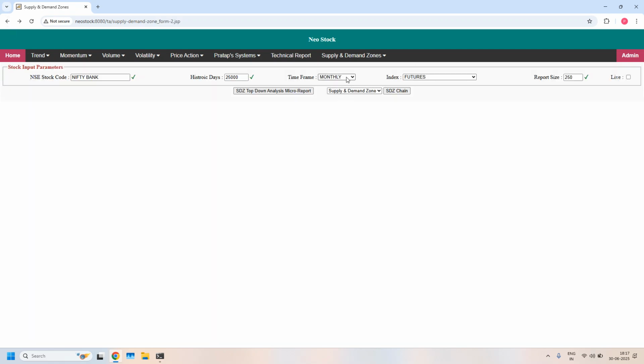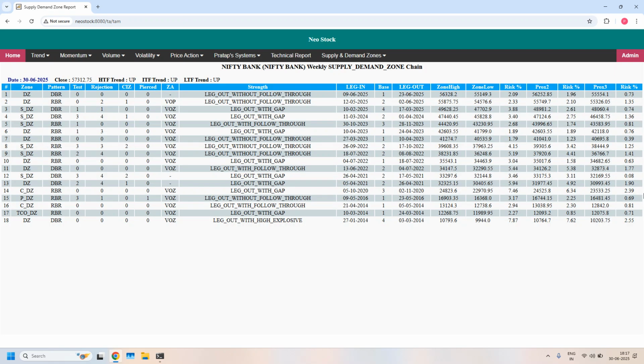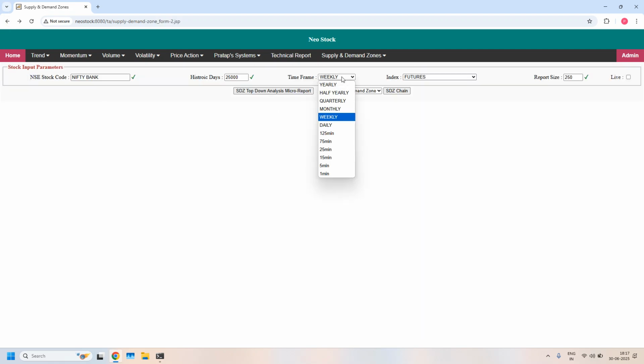Next, generating weekly supply demand zone chain for Bank Nifty. Next, generating daily supply demand zone chain for Bank Nifty.